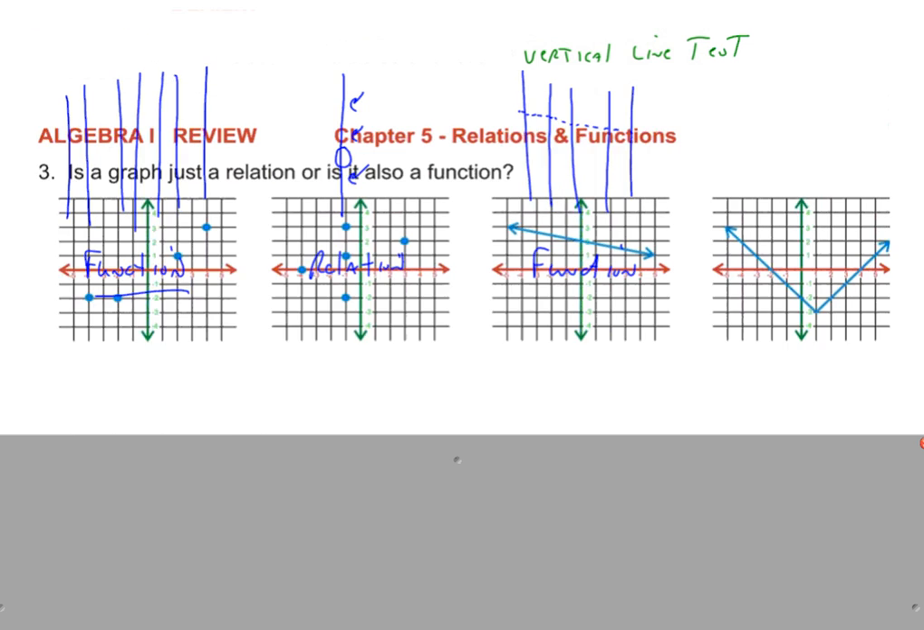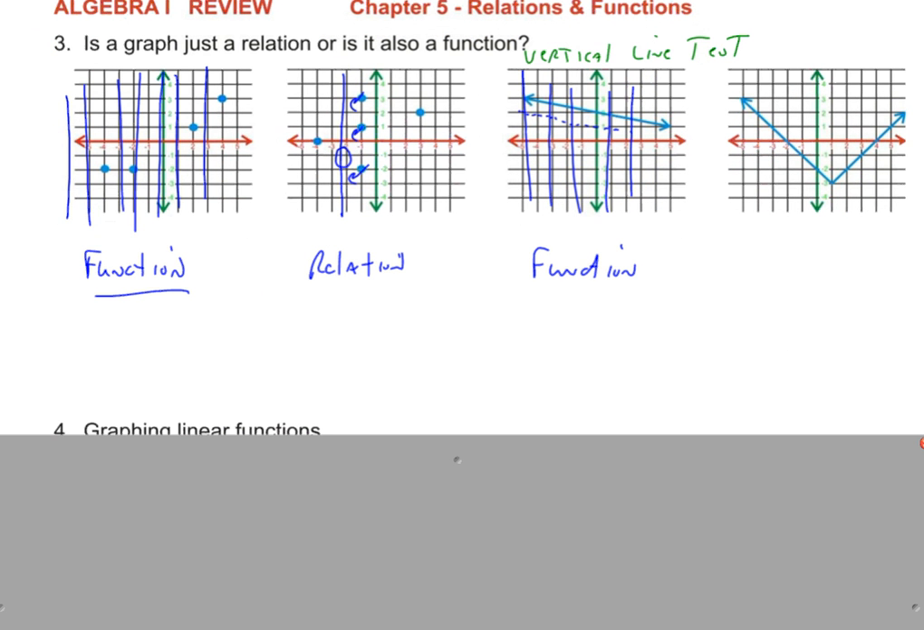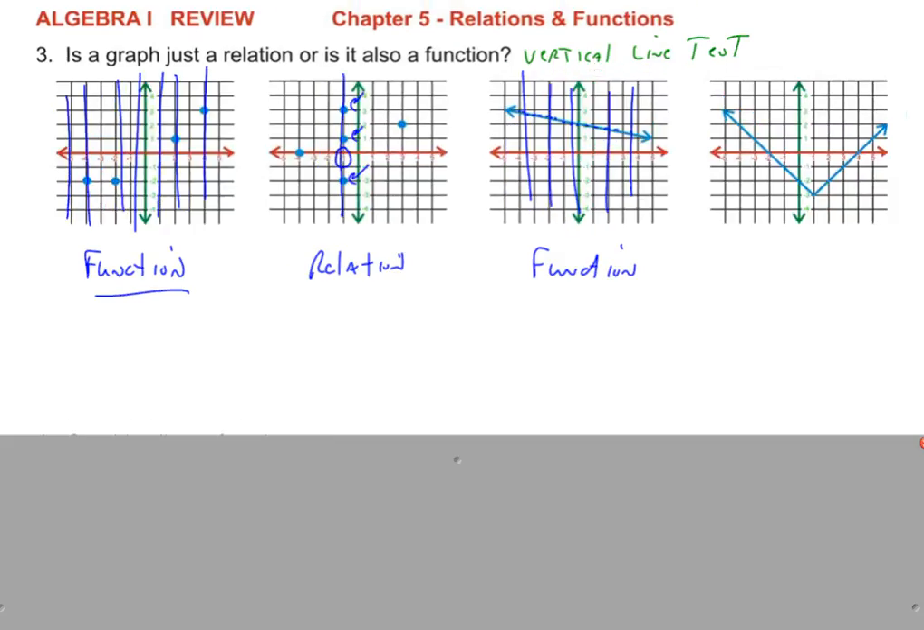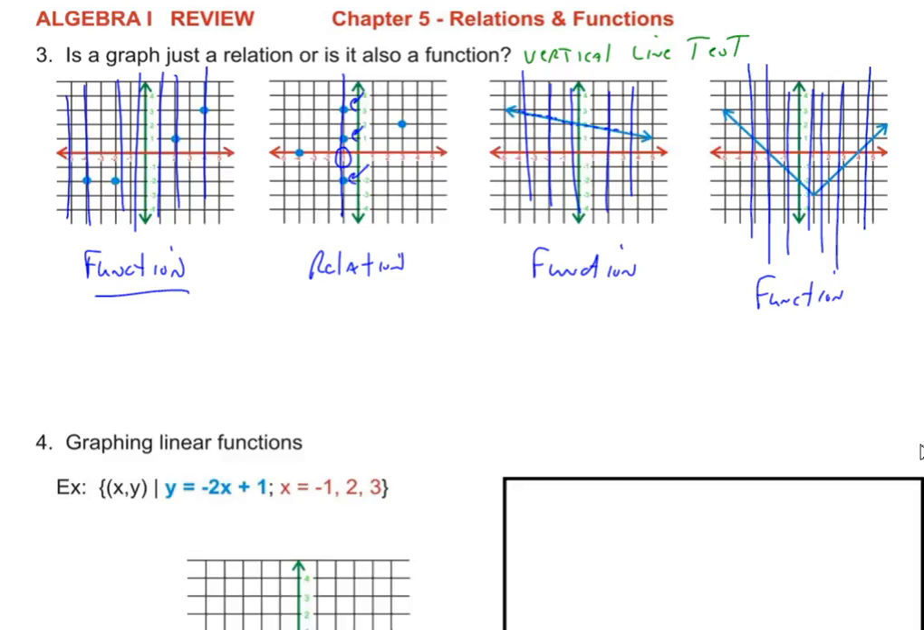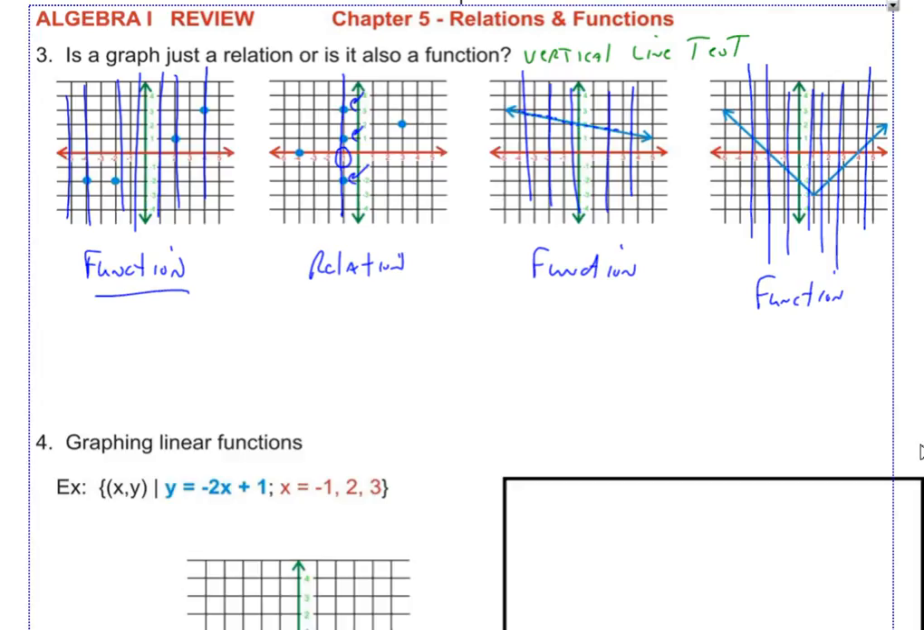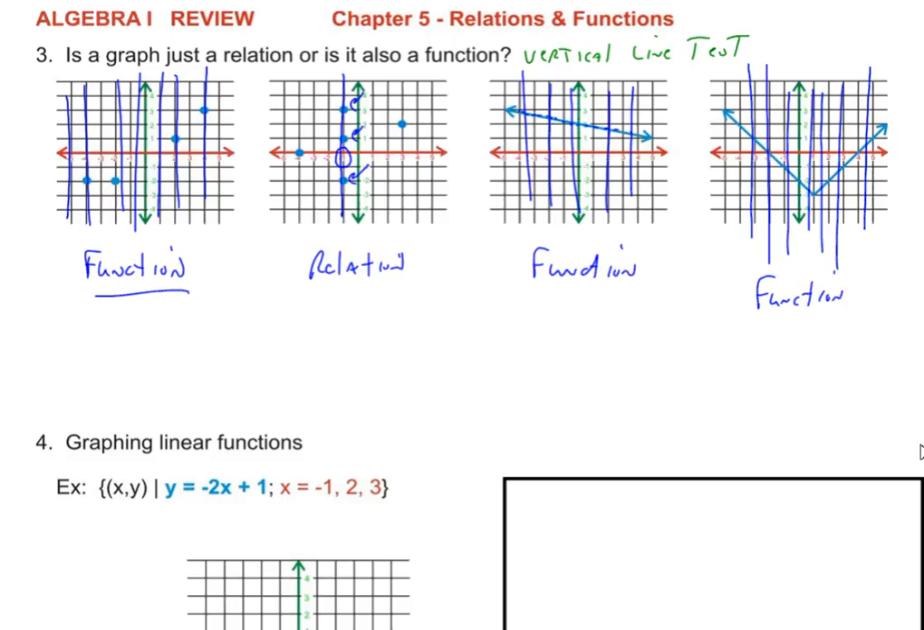Well, indeed, no matter what vertical line you choose, you do only hit it at 1 point, no matter what vertical line you choose. So it would be a function. Okay? The vertical line test for functions. Lots of other shapes. Those were the ones I chose there. Okay? All right, let's go ahead and deal with graphing.